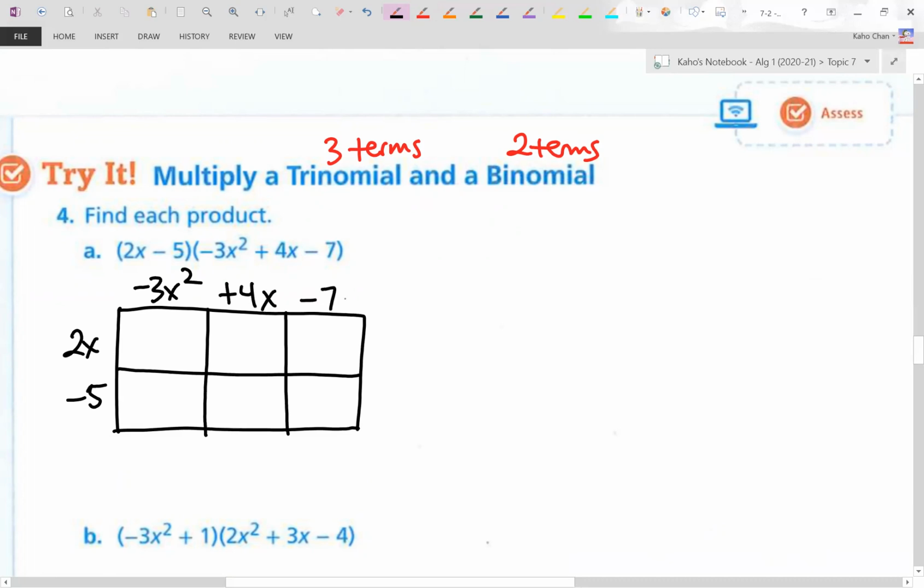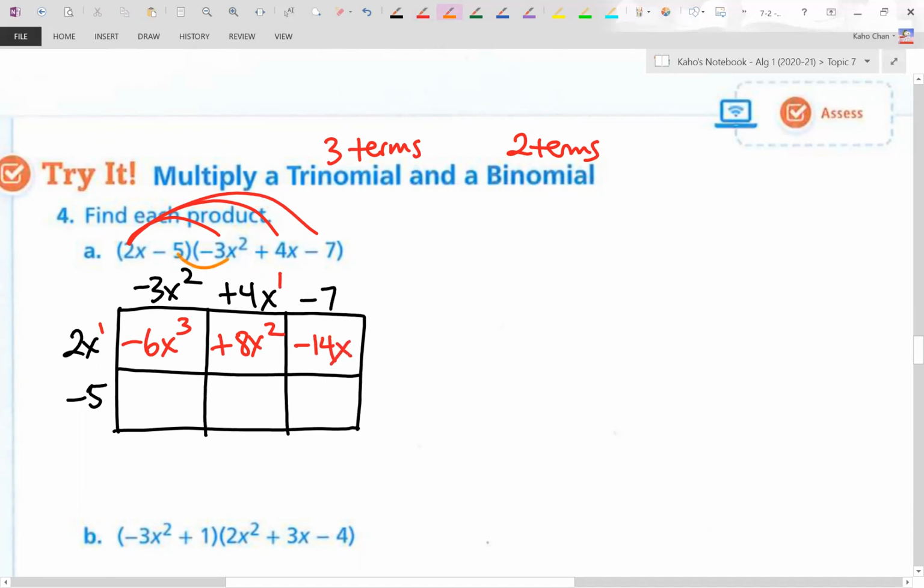I kind of call this a superfoil, right? All right, here we go. Watch my coloring here. So I'm going to do this. 2x times that trinomial there. Let's do it. Negative 6x cubed. There's a little 1 there. Be careful there. Then 2x times 4x is plus 8x squared. 1 plus 1 is 2. And then 2x times negative 7 is negative 14x. That takes care of the first row.